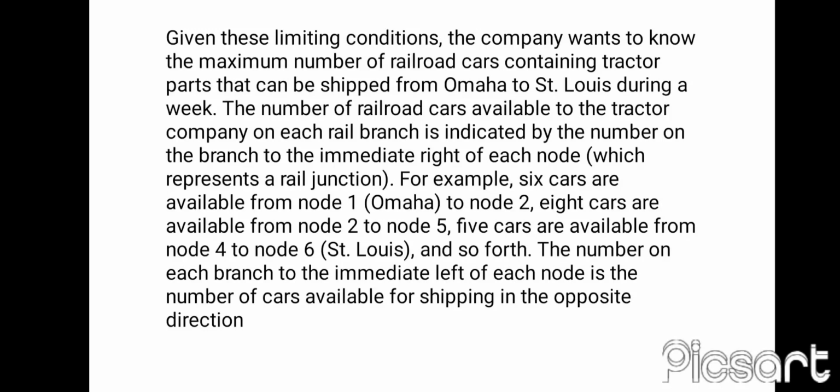The number on each branch at the immediate left of each node is the number of cars available for shipping in the opposite direction. I repeat. For example, 6 cars are available from node 1 to node 2, 8 cars are available from node 2 to node 5, 5 cars are available from node 4 to node 6, and to St. Louis. The number on each branch at the immediate left of each node is the number of cars available for shipping in the opposite direction.